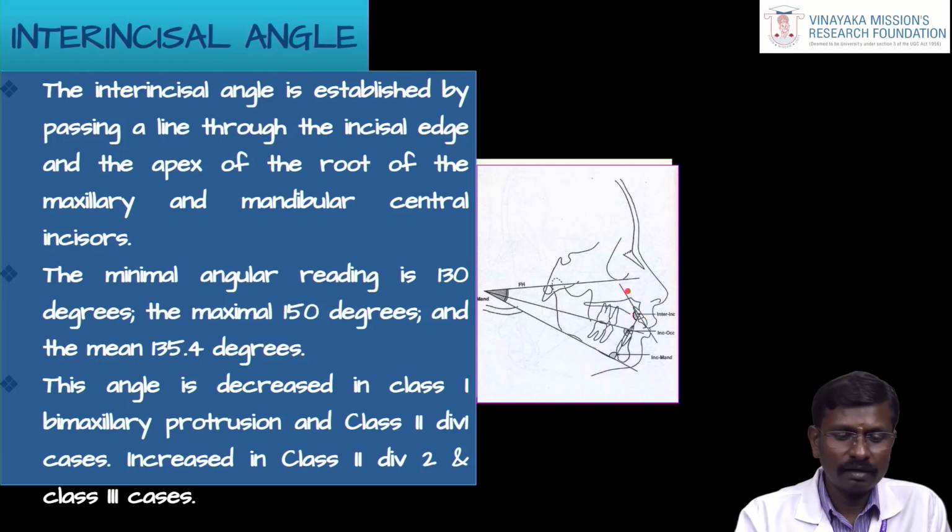Interincisal plane. Here, as we had seen in Steiner's, the same interincisal plane we have to take by drawing the long axis of the lower incisor and the upper incisor. If it is increased, it shows both the teeth are upright, which you can see in class 2 division 2 or class 3 cases. If it is less, it shows more proclination. The average is 130 degrees.